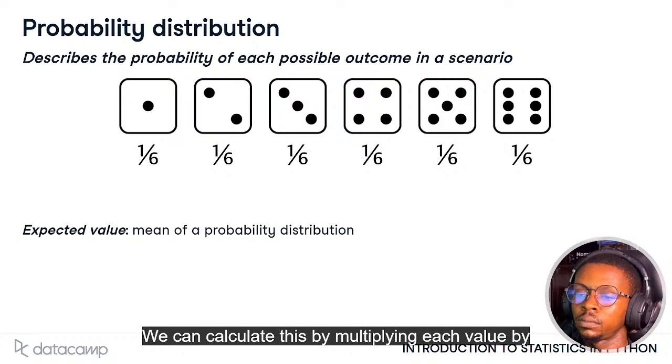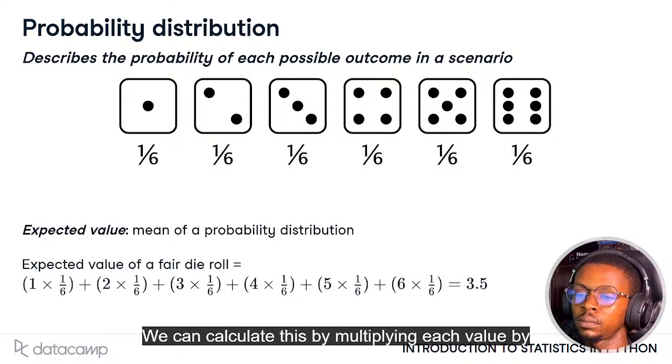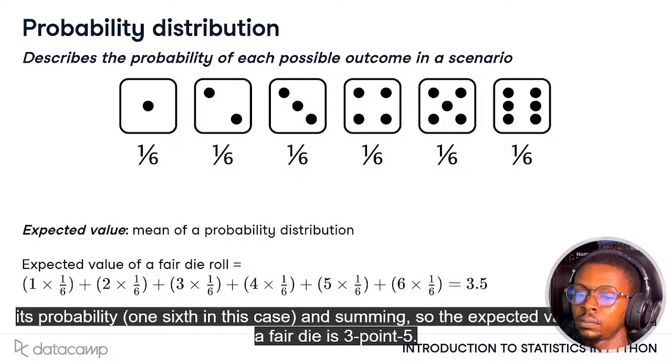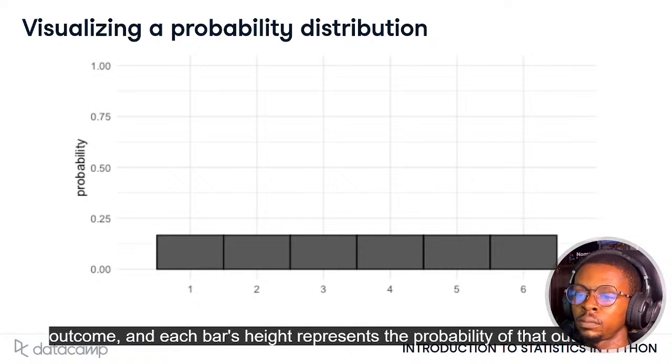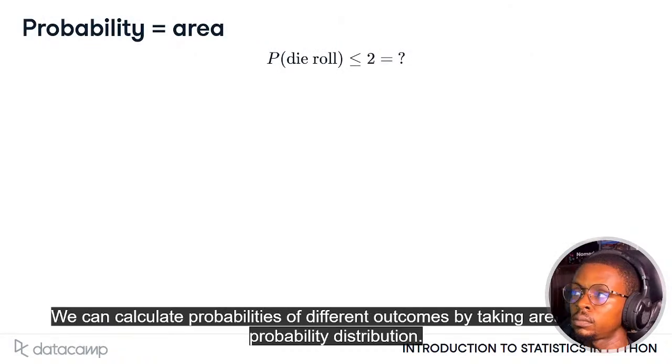We can calculate this by multiplying each value by its probability, 1/6 in this case, and summing. So the expected value of rolling a fair die is 3.5. We can visualize this using a bar plot, where each bar represents an outcome, and each bar's height represents the probability of that outcome. We can calculate probabilities of different outcomes by taking areas of the probability distribution.